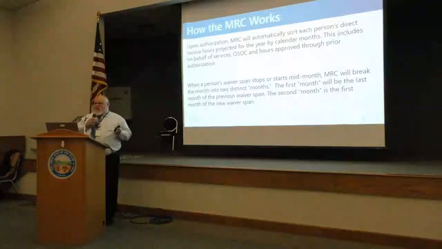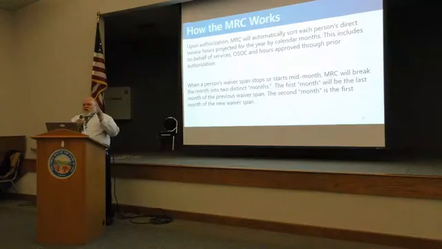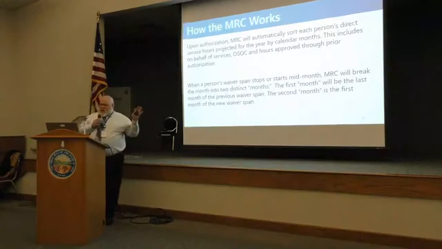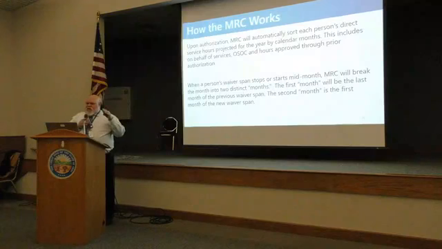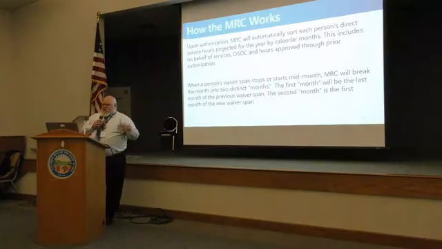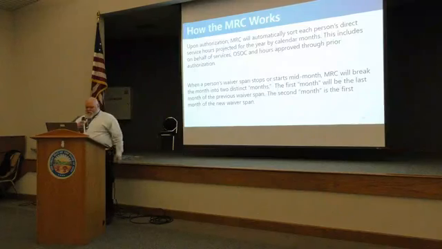Okay, so we're going to look at the authorization in MRC, and we'll automatically sort each person's direct service cost for the calendar year. It's going to include all those on-behalf-of costs. When we move a cost projection through finalization and on to authorization, it'll come into MRC.